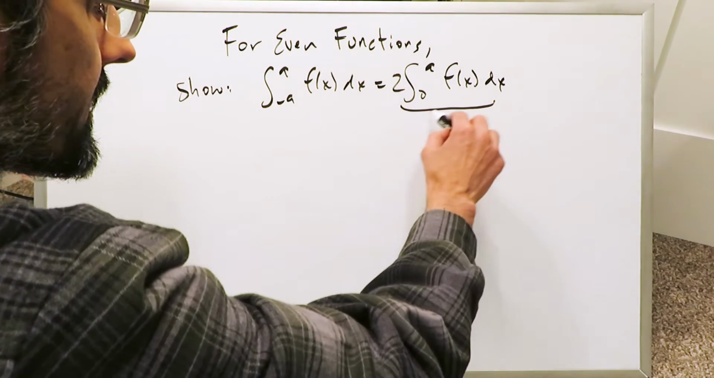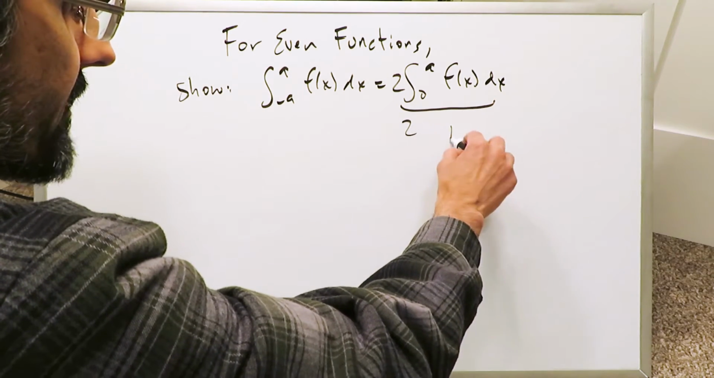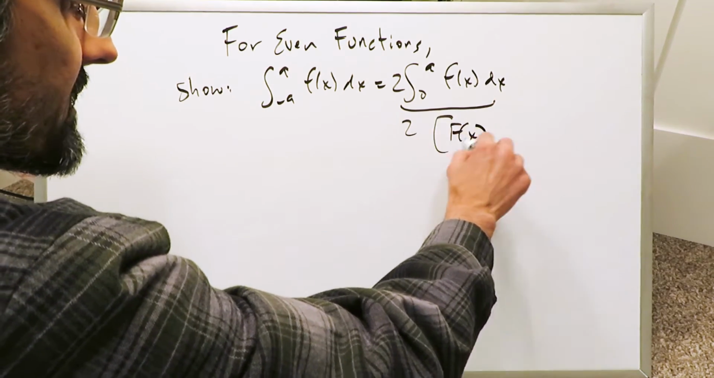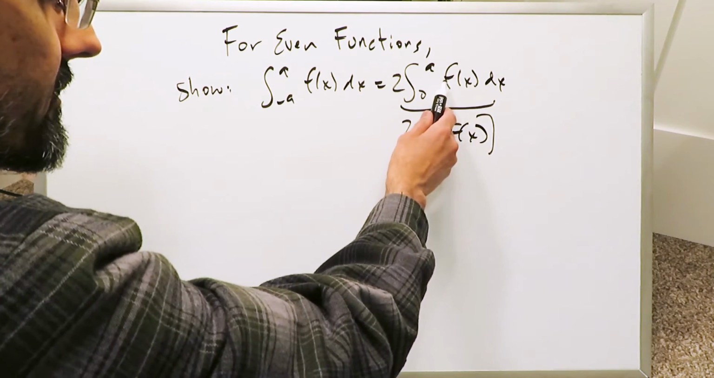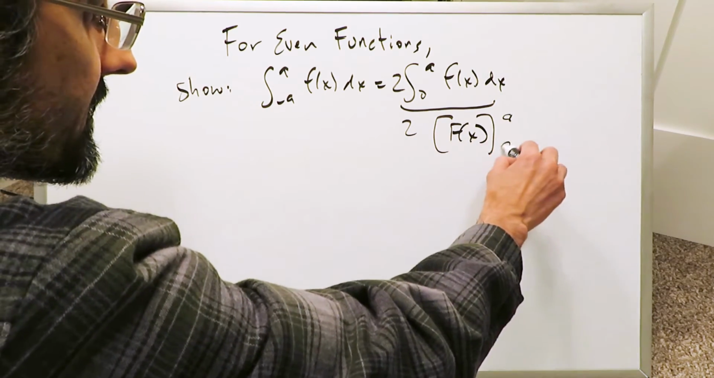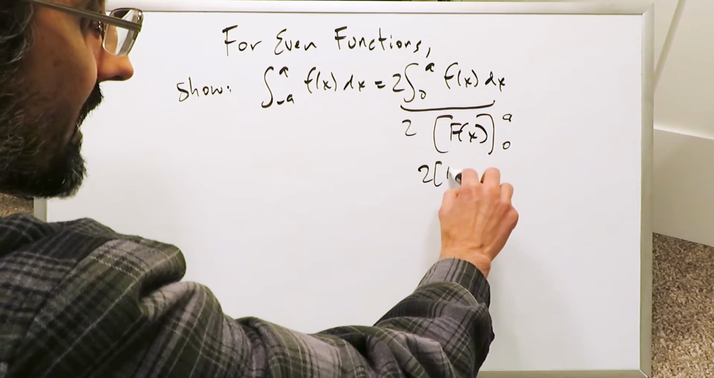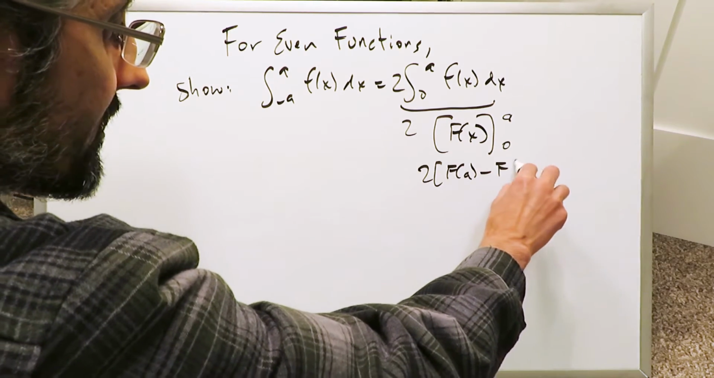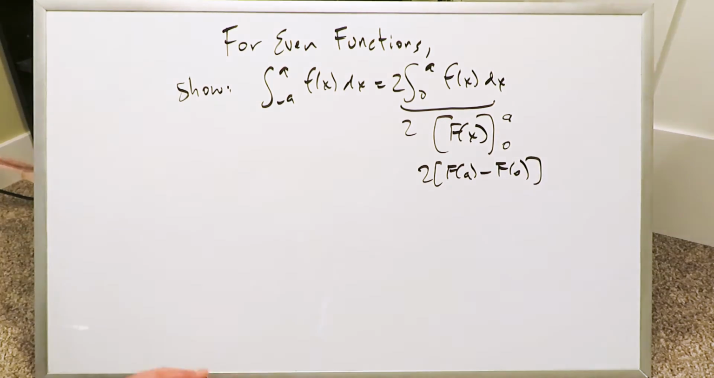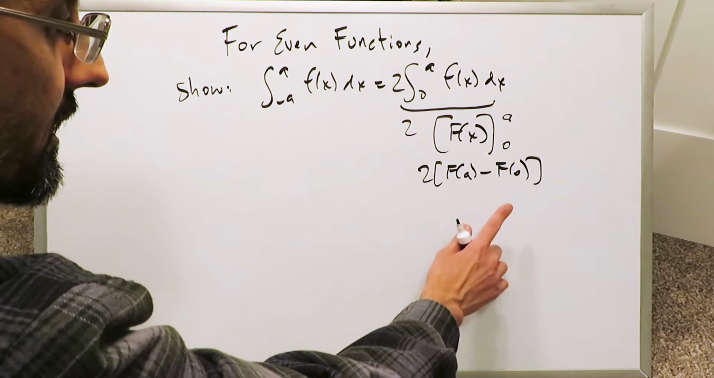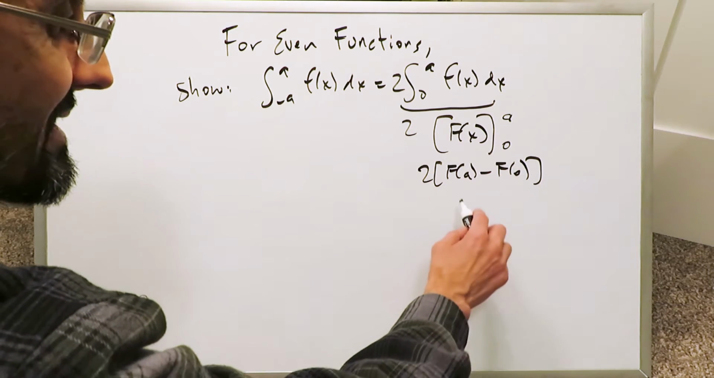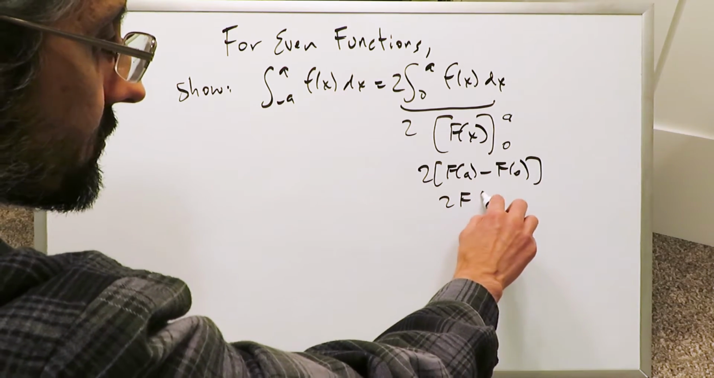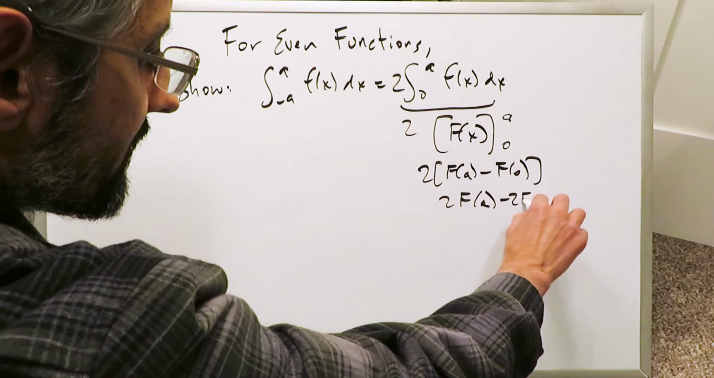How about we just start right here? If you do the antiderivative of f of x, you know it's this. We can use capital letters to indicate the antiderivative of an integrand from a to 0. Then you'll do 2 times F of a minus F of 0. We won't assume F of 0 is 0 because even functions can give you a good number at 0. Like cosine of 0 is equal to 1, it's not 0. When you open this up, you have 2 F of a minus 2 F of 0.